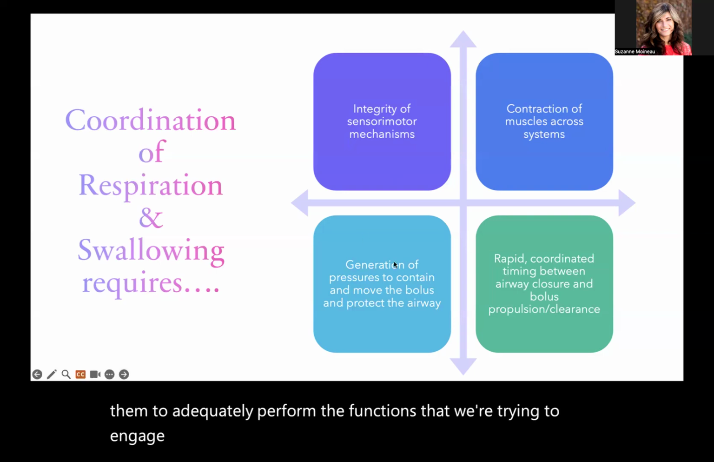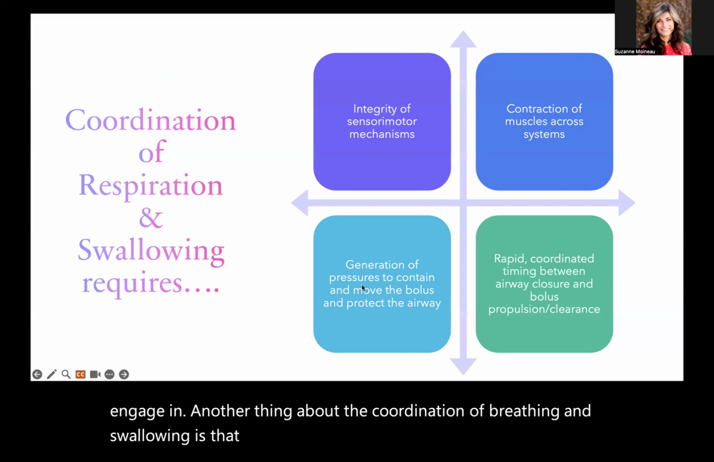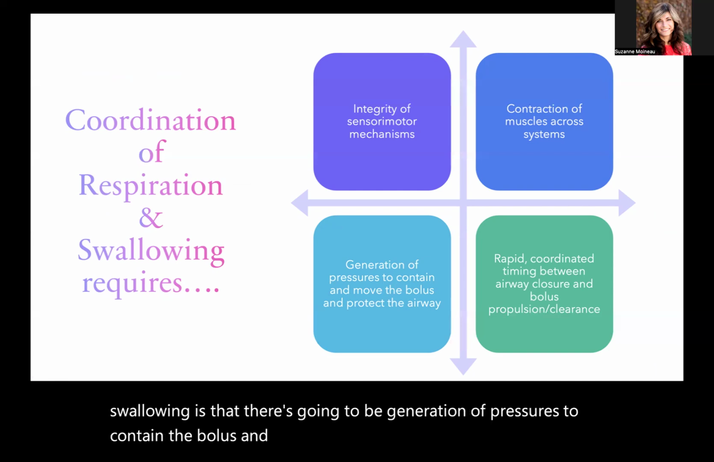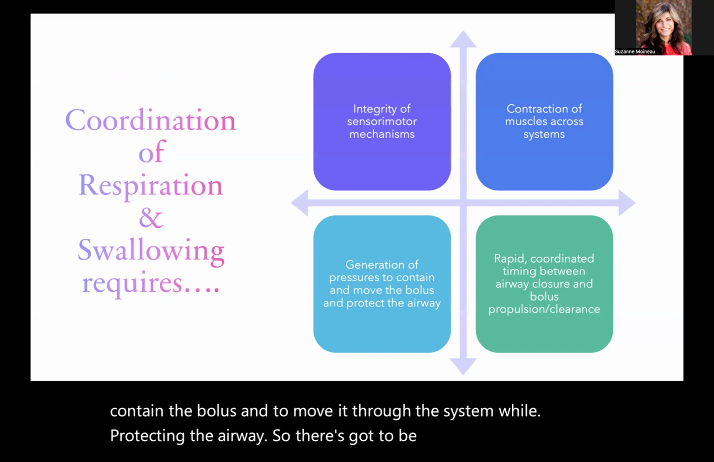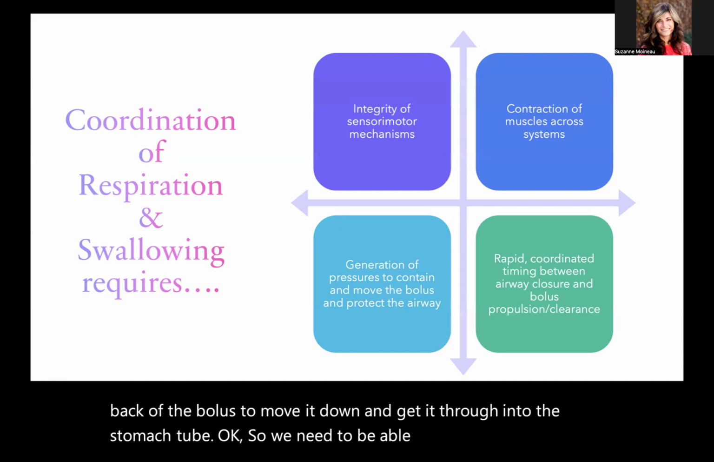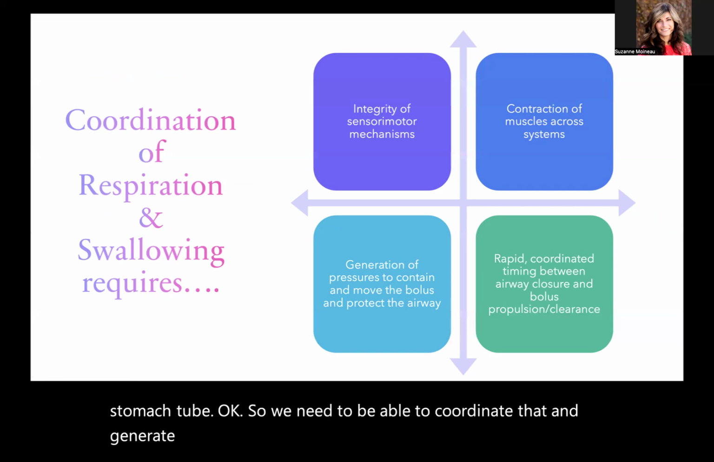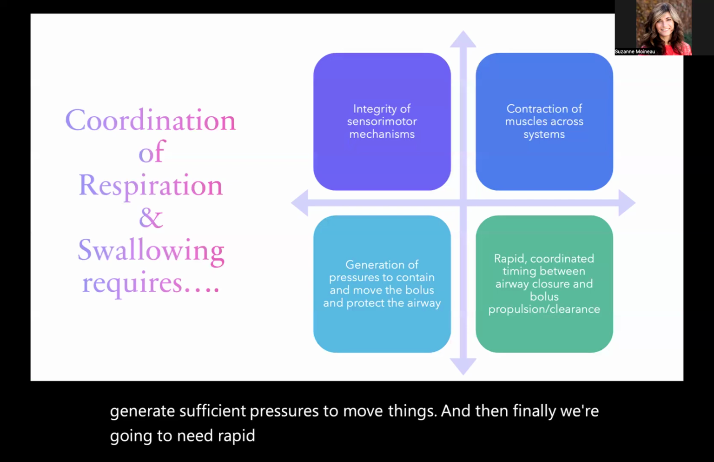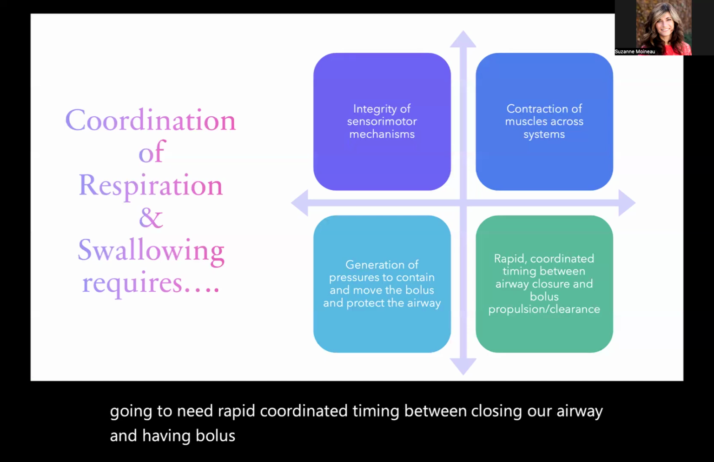Another thing about the coordination of breathing and swallowing is that there's going to be generation of pressures to contain the bolus and to move it through the system while protecting the airway. So there's got to be pressure behind the back of the bolus to move it down and get it through into the stomach tube. Okay, so we need to be able to coordinate that and generate sufficient pressures to move things. And then finally, we're going to need rapid coordinated timing between closing our airway and having bolus propulsion and clearance, right?